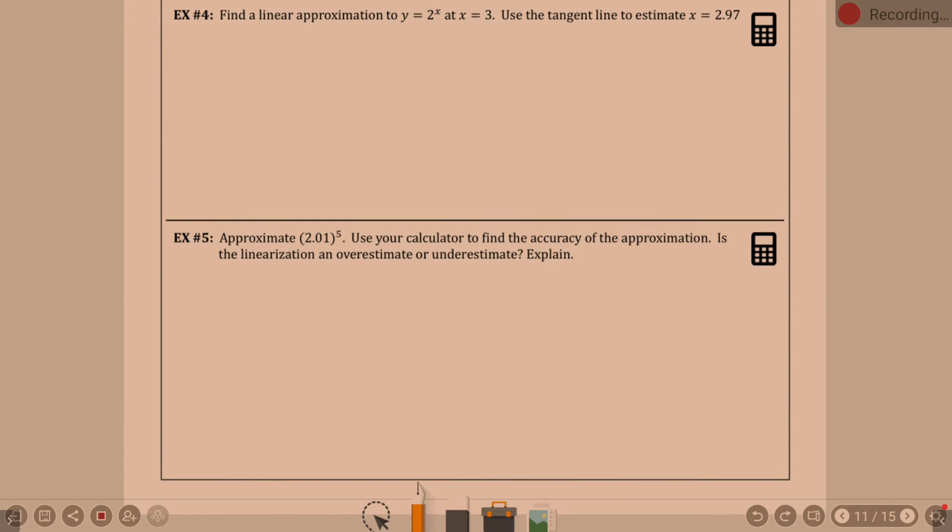Number 4. Find a linear approximation to y equals 2 to the x at x equals 3. Use the tangent line to estimate 2 to the 2.97. Linear approximation, your brain needs to say, I need to find a tangent line, right? In order to find the tangent line, I'm going to need to know what y equals 2 to the 3rd is. And y equals 2 to the 3rd is 8. I grabbed the wrong number earlier. We were plugging in the 3 onto the 2, weren't we? So that tells me I'm going to have an ordered pair of 3, 8.